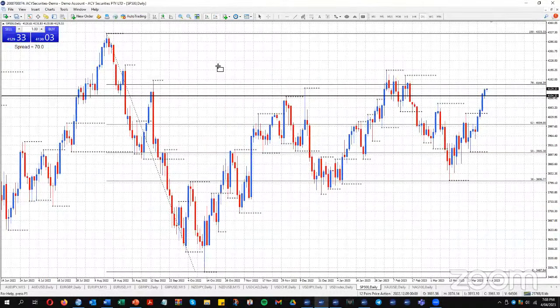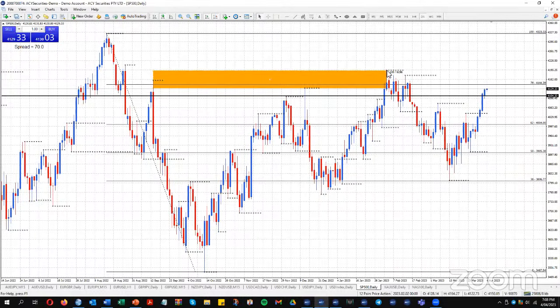Because since September-ish, that's the August high. There's another high there in November, and then there's another high up here in January. We can't take that out with any clear move. We could just fail here and start to move down again. So things aren't that certain.